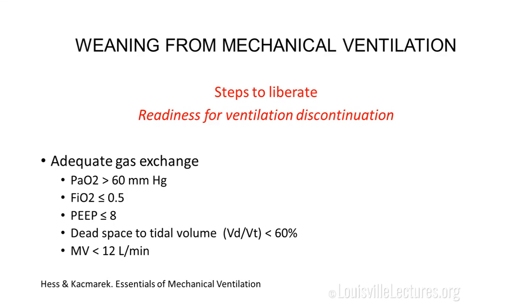And another step is adequate gas exchange. So readiness for ventilation discontinuation, you got to look at the gas exchange. You want to make sure the PO2 is above 60. You want to make sure the FiO2 is equal to or less than 0.5. You want to make sure the PEEP is equal to or less than 8. We don't use that too much, but ideally the dead space to tidal volume ratio, VD/VT, should be less than 60%. And you want to make sure the minute ventilation is less than 12 liters per minute. So that goes into adequate gas exchange.